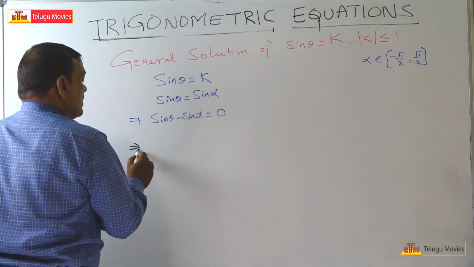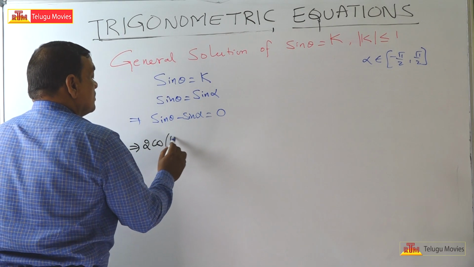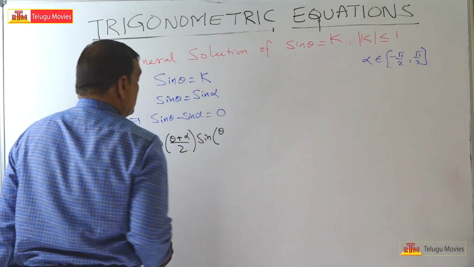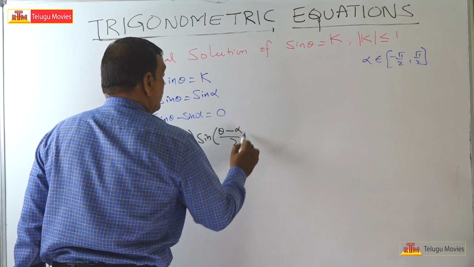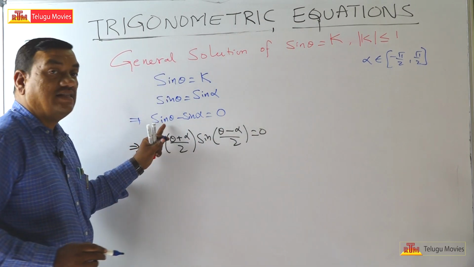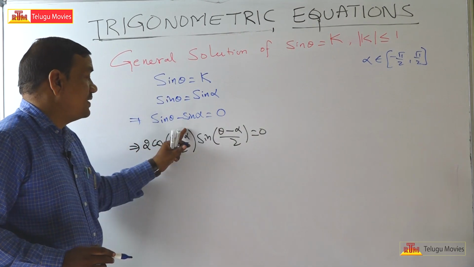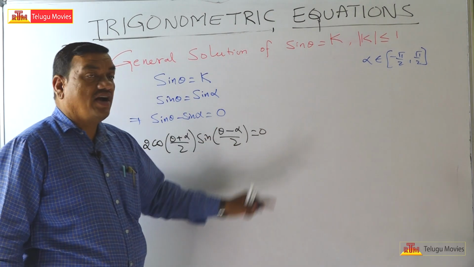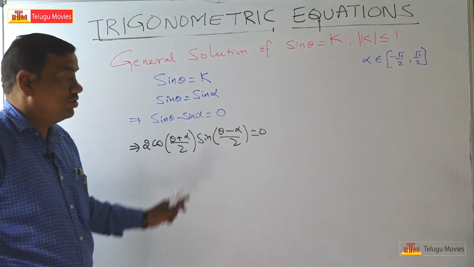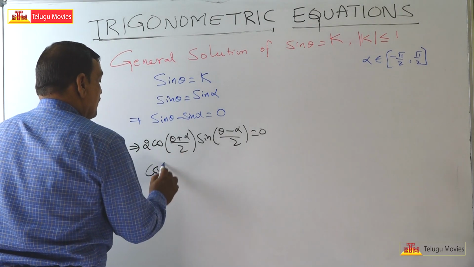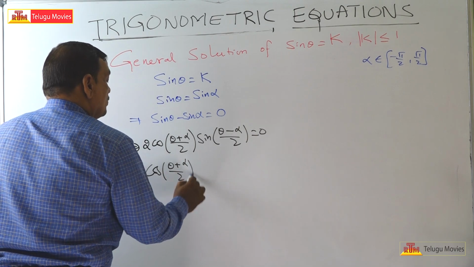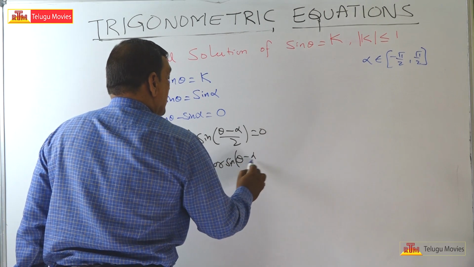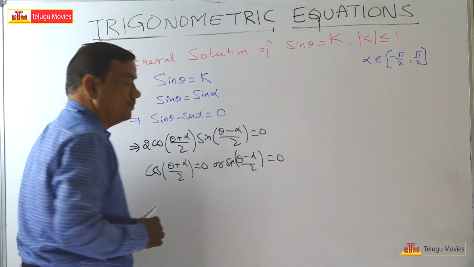Sin theta minus sin alpha is equal to 2 cos of (theta plus alpha)/2 into sin of (theta minus alpha)/2, which is equal to 0. Using the formula sin C minus sin D equals 2 cos of (C plus D)/2 sin of (C minus D)/2. Now the product of the factors is equal to 0. 2 cannot be equal to 0. Therefore cos of (theta plus alpha)/2 is equal to 0, or sin of (theta minus alpha)/2 is equal to 0.